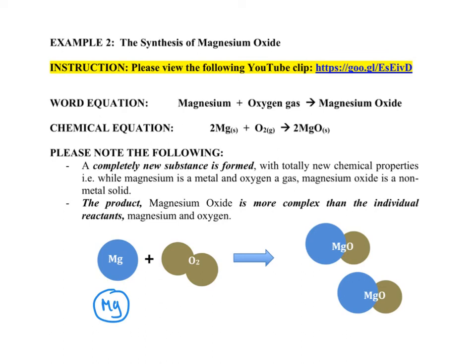Now, I would like to ask you a question. Let's go back to the previous 2 methods of classifying reactions. Remember, exothermic and endothermic, and spontaneous, non-spontaneous. If we think of the first reaction, the synthesis of iron sulfide from iron and sulfur, was it an exothermic reaction or an endothermic reaction? Was it spontaneous or non-spontaneous? Pause this video and think about it.